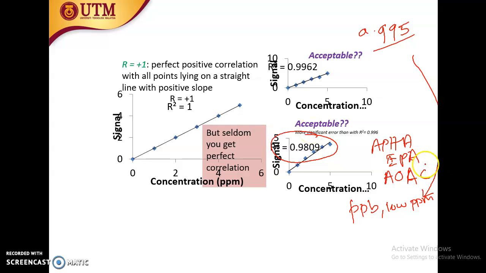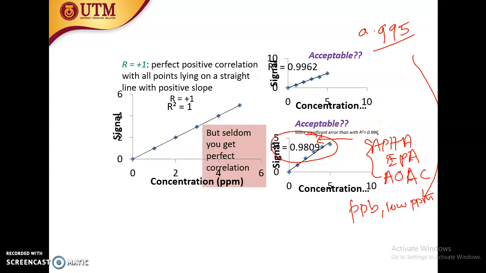What is the reason? Because at trace level, it is really hard to maintain the accuracy because they are very tiny. It means that when you pipette the solution, if you drop a very small nanoliter amount of standard solution, there goes your result. The error will be high. Therefore, this standard method sometimes accepts this R square.